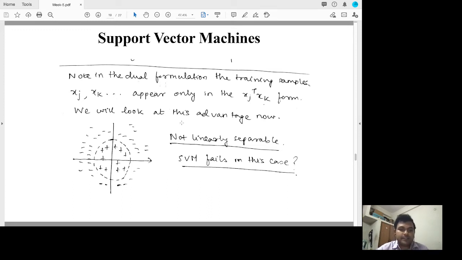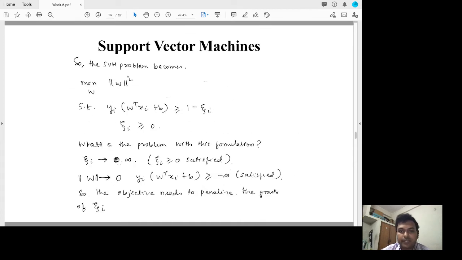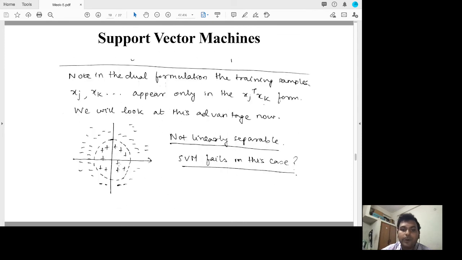So let's look at this particular classification problem. You have positive examples and negative examples, and as you can see they are very easily separable by means of a circle. But in this case, whatever I have presented till now, this SVM won't be able to solve this problem, because these two classes cannot be linearly classified. There will be a huge amount of training error if you train a linear SVM on this. So does SVM fail in this case?